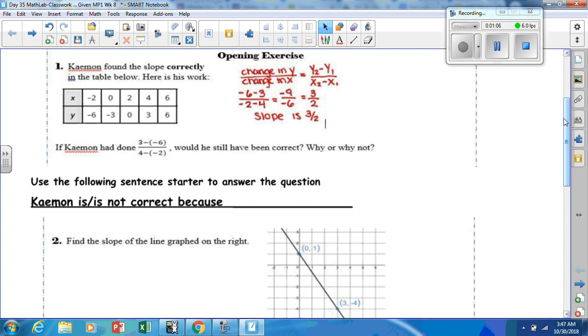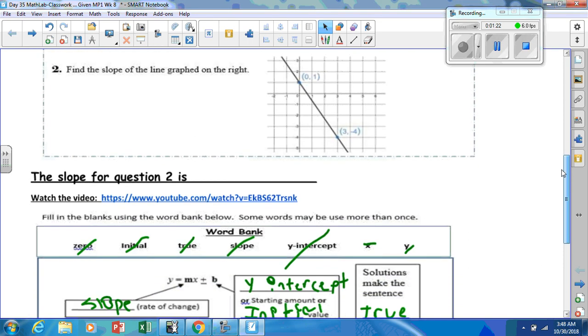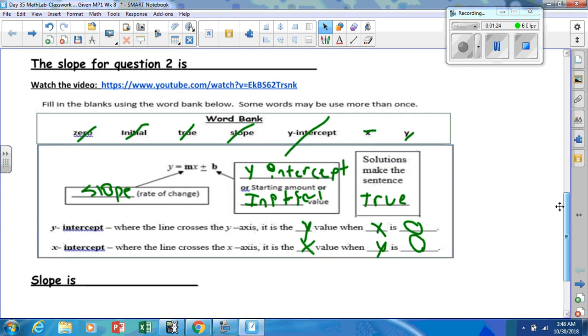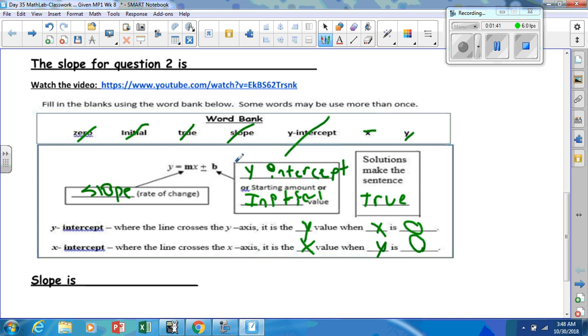What is the rate of change? Well, it's a slope. What is the y-intercept? The y-intercept is the initial value. The initial value. That's the initial value. Okay. Solutions that make a sentence true. That is the definition of a solution that makes a sentence true.